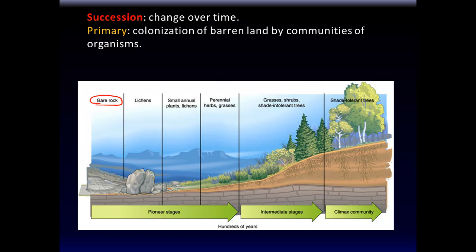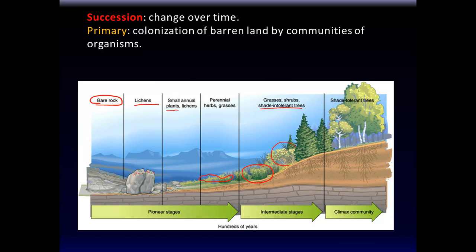So the first thing that happens is lichens, etc., come and colonize these rocks. Then after a while, the lichens form and make tiny plants and small annual plants and lichens. The community looks like this. After some more decades, some small perennial herbs and grasses begin to form like that, right? And after more decades, hundreds of years pass, some grasses and shrubs and shade-intolerant trees and small trees like this grow.